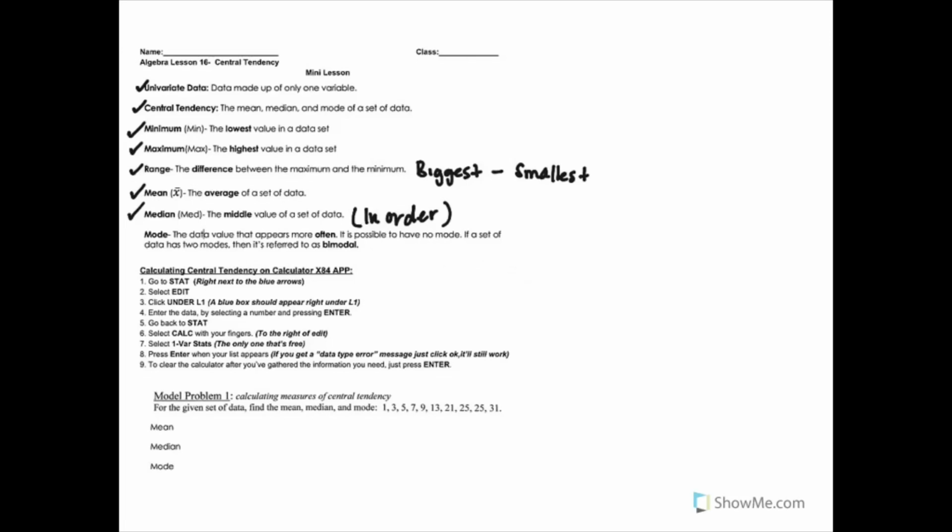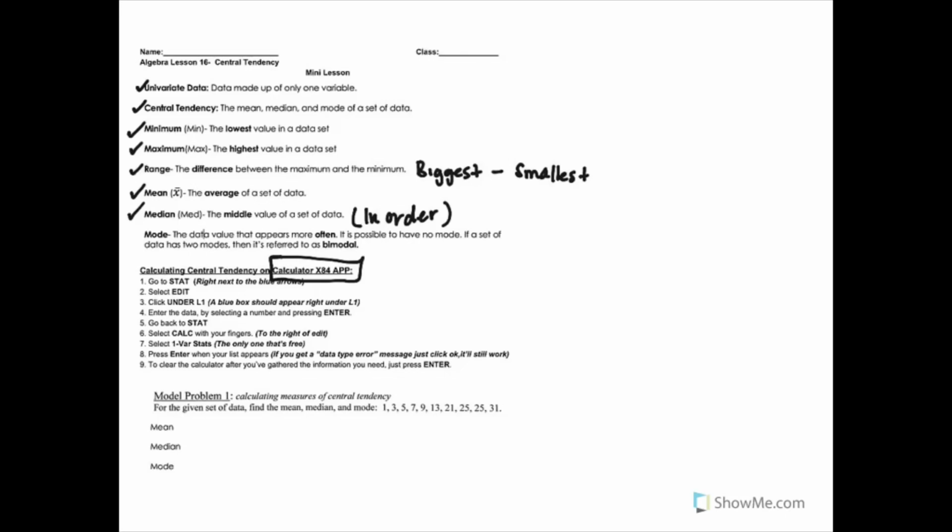Now, I'm going to show you how to find the mean, the median, and the mode using your calculator. And in order for you to do this, you need to have this app on your phone. Otherwise, you will have to do this by hand. So if you have the app on the phone, it'll be much easier. Okay, so on the app on the phone, here's what you're going to do.